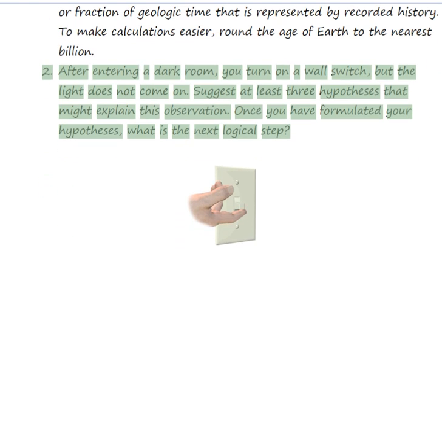2. After entering a dark room, you turn on a wall switch, but the light does not come on. Suggest at least 3 hypotheses that might explain this observation. Once you have formulated your hypotheses, what is the next logical step?